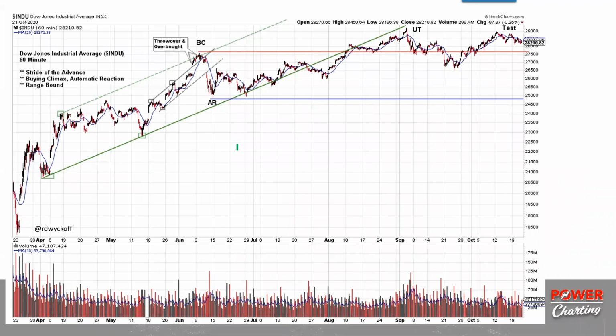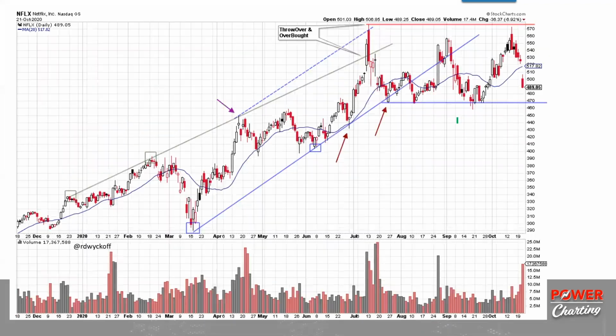Here is a 60-minute chart of the Dow Jones Industrial Average. We've looked at this before. We can see that it's fallen out of its channel. This was the June buying climax high. It upthrusted that level here in September, and now it is in a trading range, literally waiting for the election. So this area right here is the one that we want to keep an eye on.